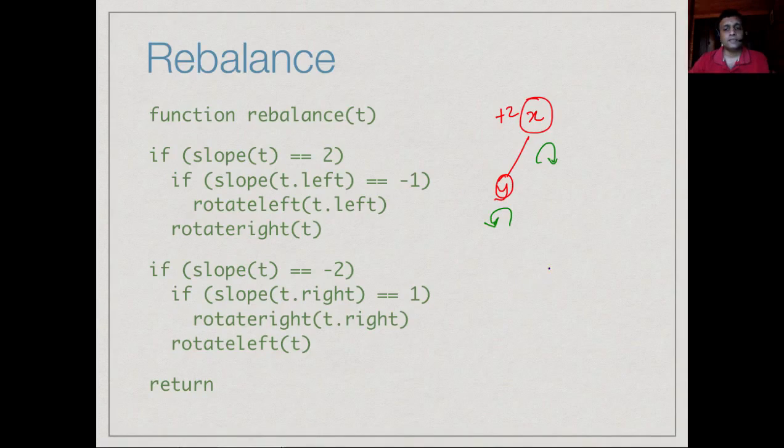In the symmetric case, if I have a slope of minus 2 at the top, then it will have a right child. If this child has plus 1, then I will first do a right rotation here, and then regardless, I will do a left rotation at the top. So rebalancing is these two steps, and rotation is a set of other steps. Basically, rebalancing at a given node is a constant number of operations at that node.